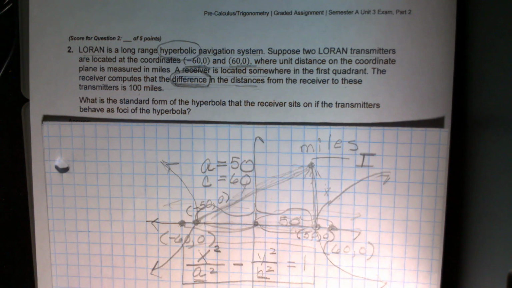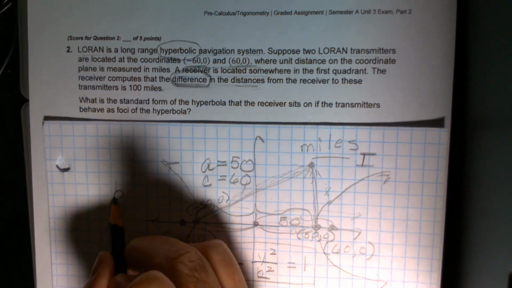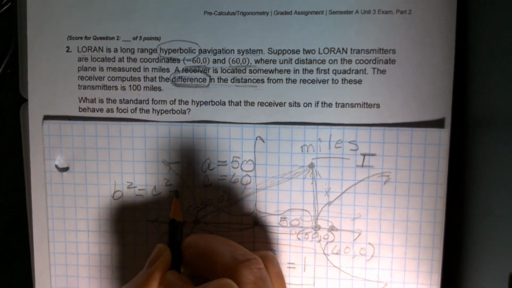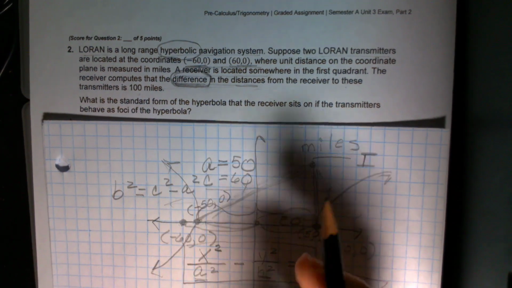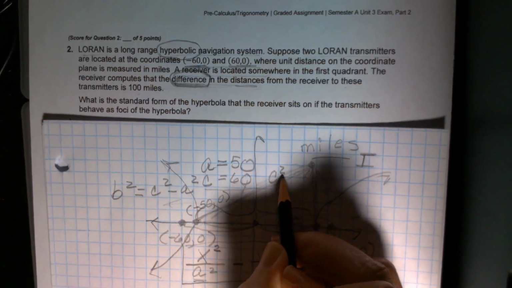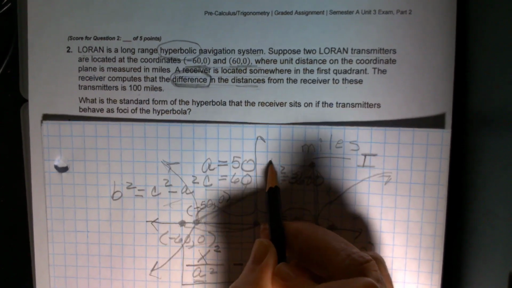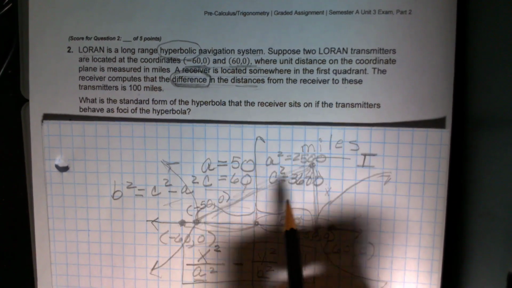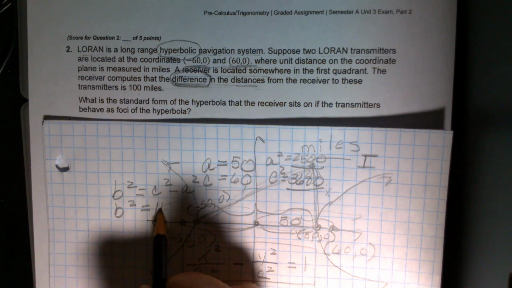And that formula is B squared equals C squared minus A squared. We have C is 60, so C squared is 60 times 60, 3600. A squared is 2500. So 3600 minus 2500 gives us B squared. So B squared equals 1100.